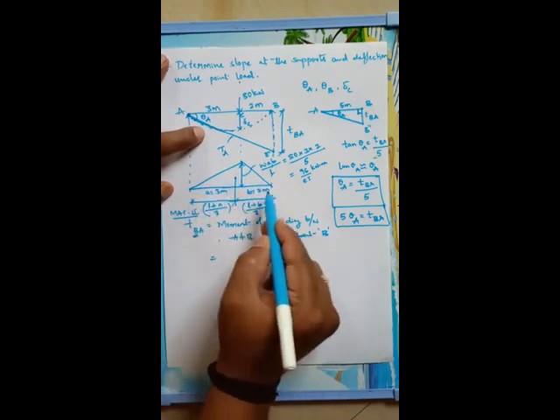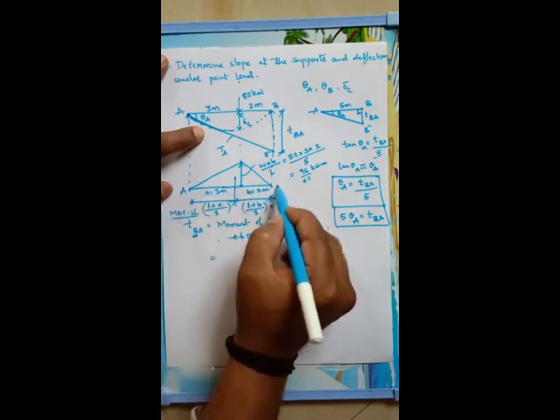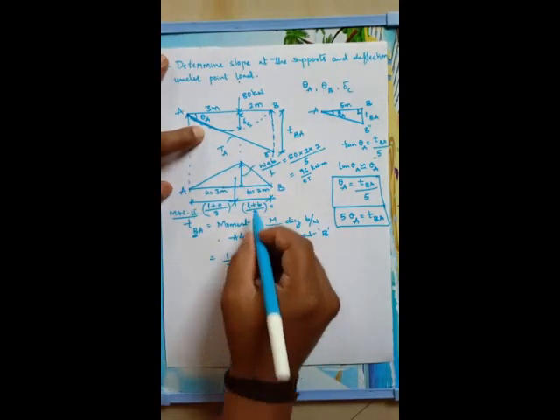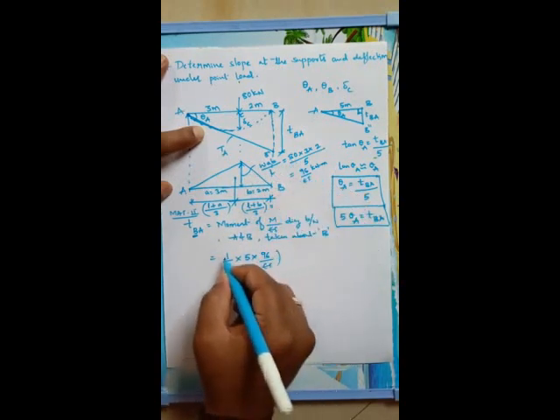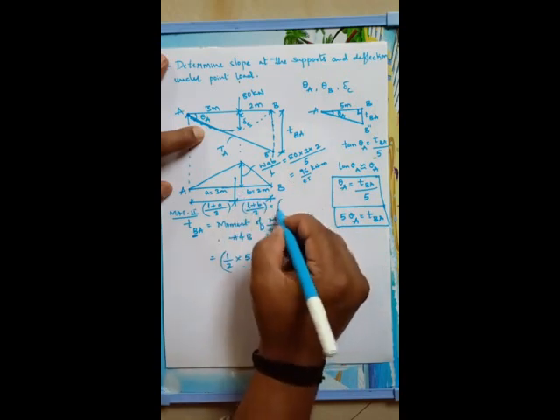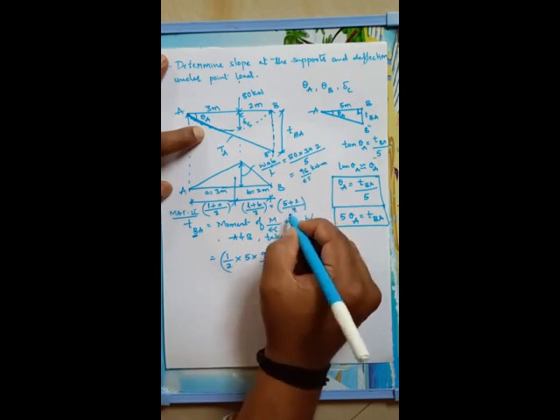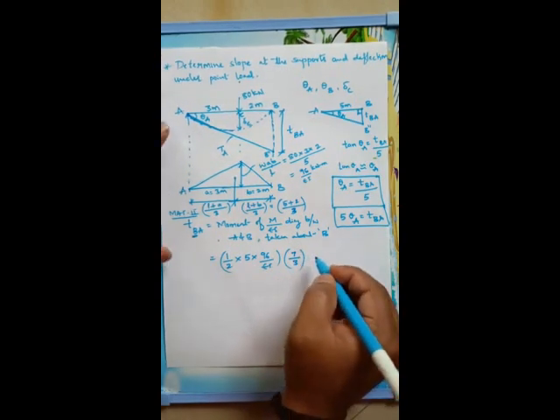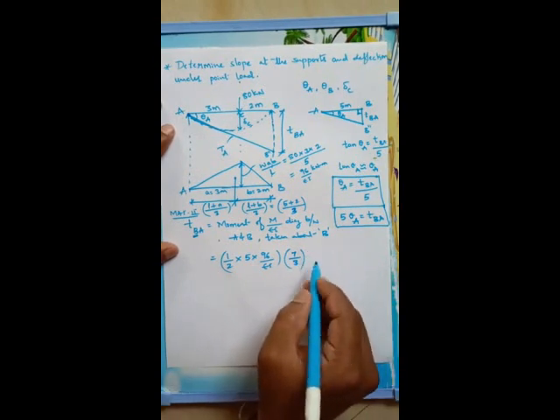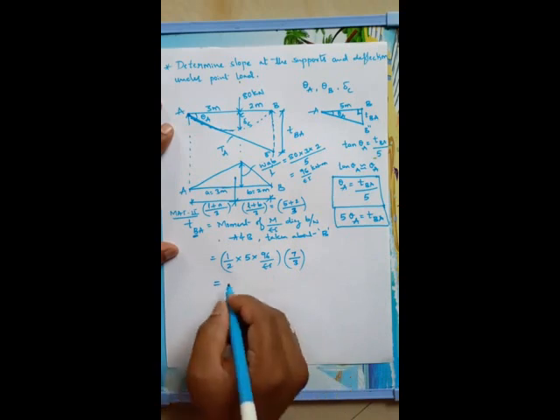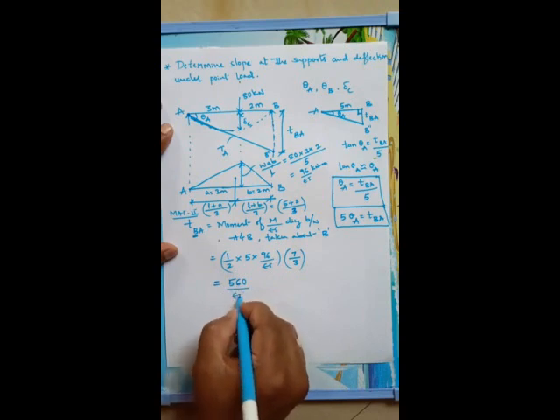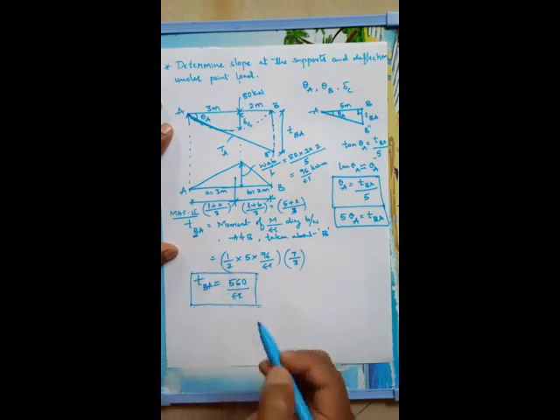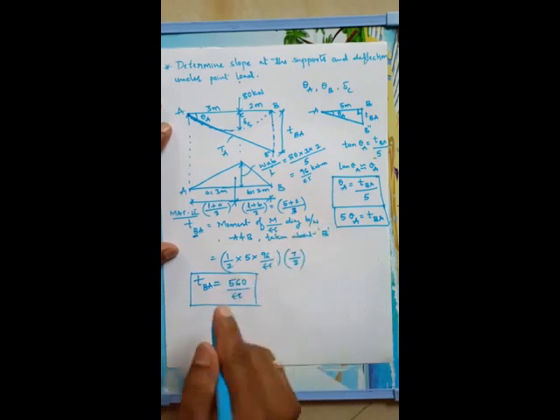So the area of this, the point A is here, the point B is here. What is the area of this triangle? Half, base is 5 meters, entire thing as I am considering, and height is 96 by EI, and we want this perpendicular. What is this? L is 5, B is 2 by 3, so it is 7 by 3, about 2.333. If you simplify, you will be getting 560 by EI. So this is T BA you are getting.